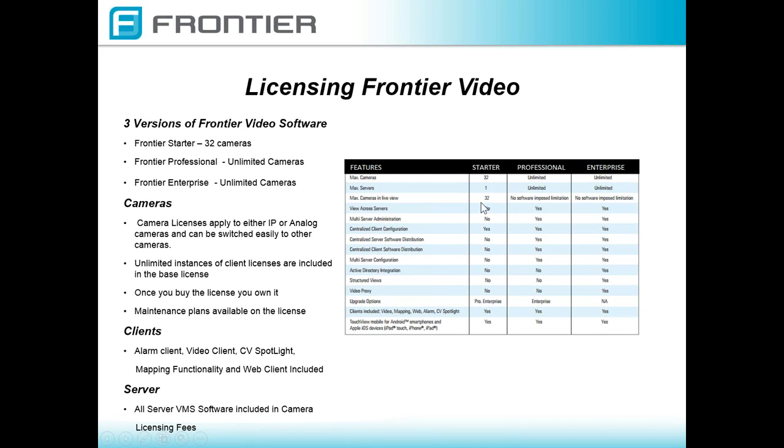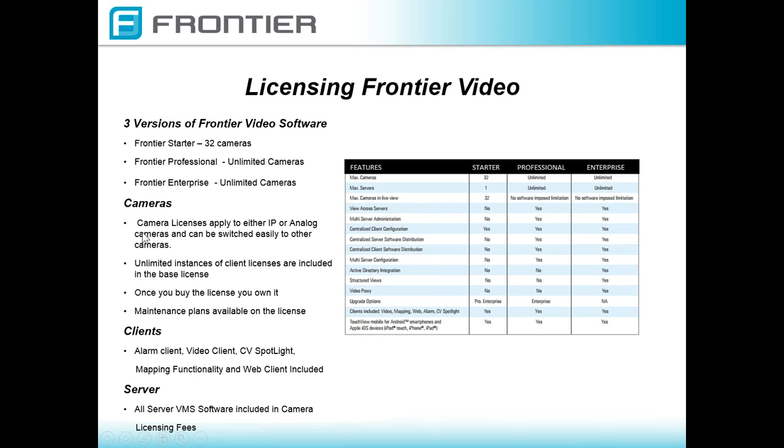So it's really fairly simple the way you put this together. You figure out how many cameras you have, and you figure out what version of the software you would like to implement, and then you basically just pay for the camera license, and you'll get the functionality of the software with that. And it will actually include all the client and server licenses that you need for the system.